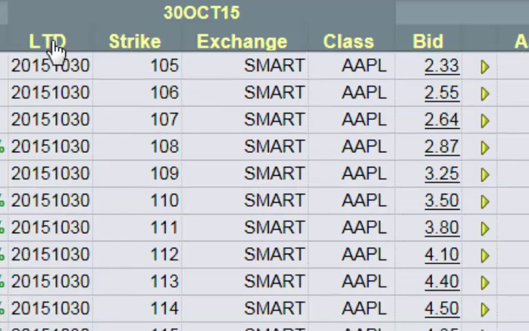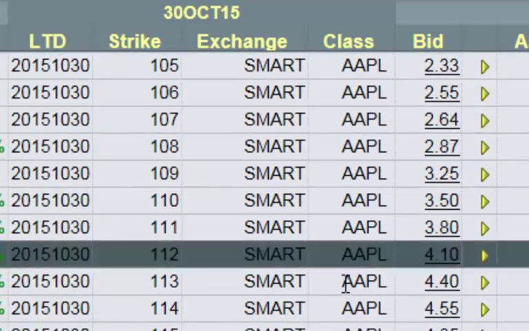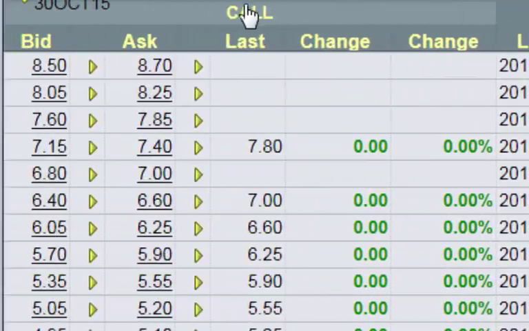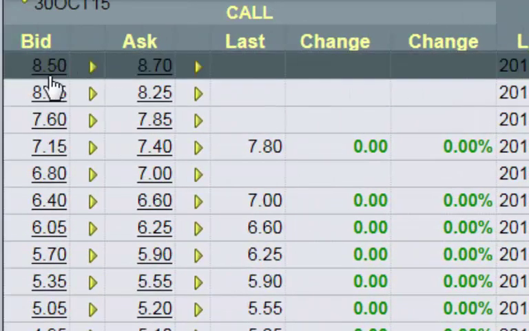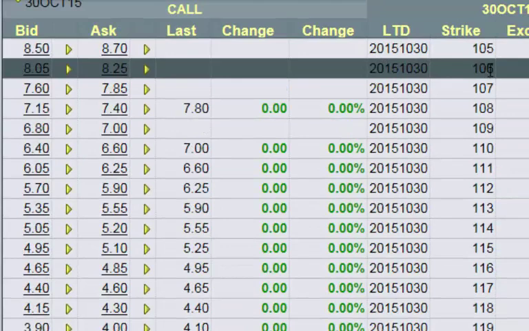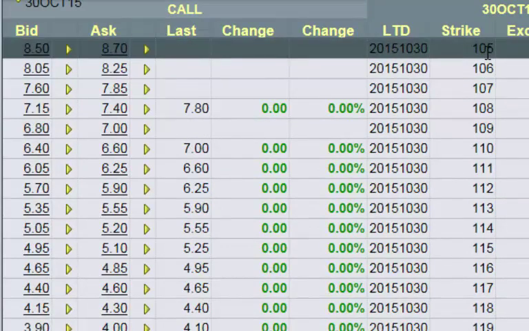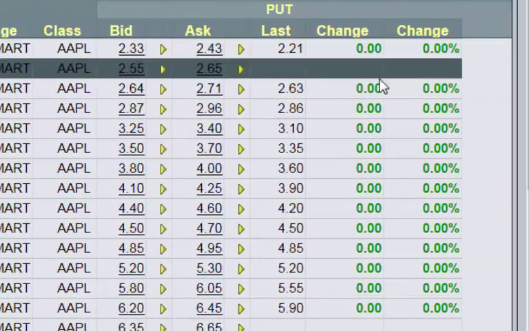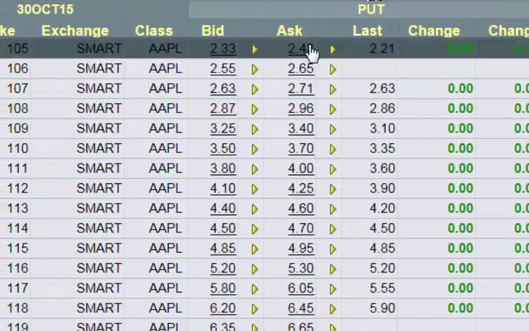We won't worry about LTD, it just stands for the date the contract expires, and exchange is smart, and you can see it's the Apple shares. So on the left hand side we have our call options. Just like stocks, we have a bid and an ask price. So if we were going to buy the right to buy Apple shares at 105 at some date by the 30th of October of this year, we'd have to pay 870. On the other side of that, if we were going to buy the right to sell the shares of Apple, so in other words buy a put option contract at 105, if we thought the share price of Apple was going to fall, we'd pay 243.